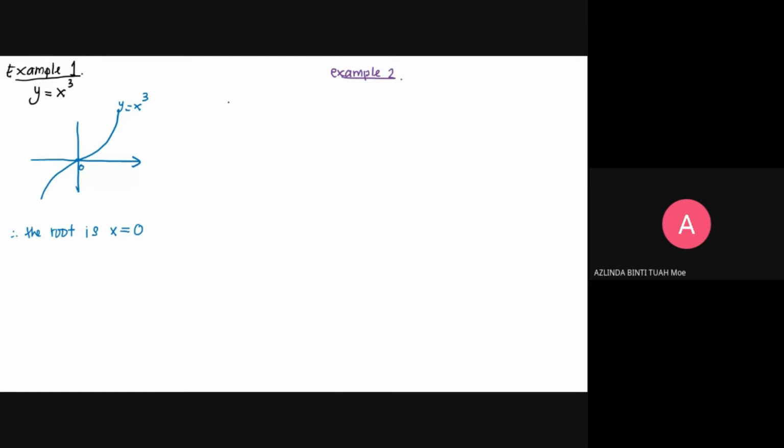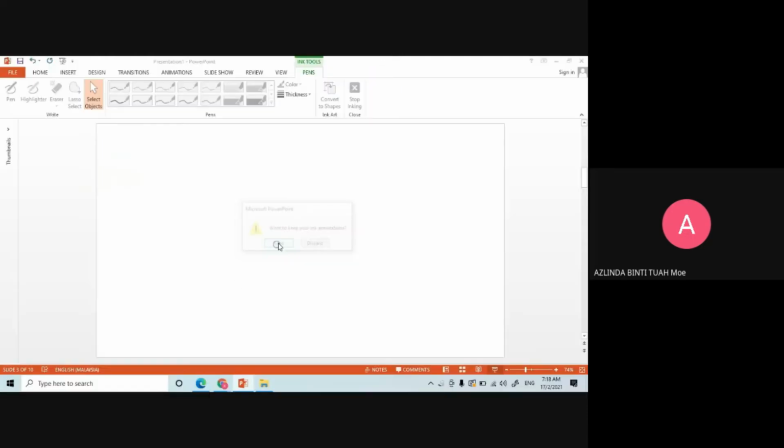Example 2. Show that there exists a real root between 1 until 4 for the equation ln x plus x minus 4 is equal to 0 by using the graphical method. Okay, dia dah mention dekat situ by using graphical method.